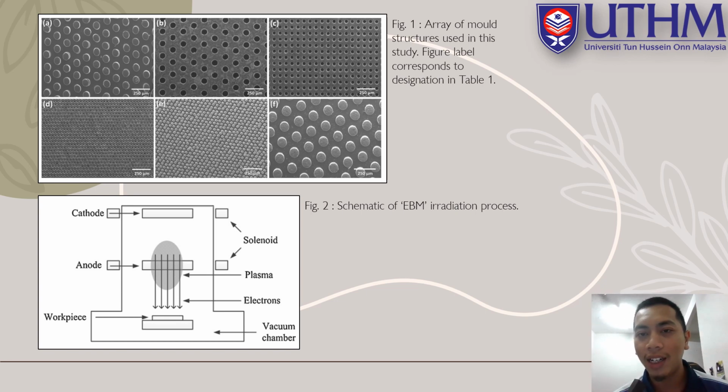Figure 1, array of mold structures used in this study. Figure labels correspond to designations in Table 1. Figure 2, schematic of the EBM irradiation process.